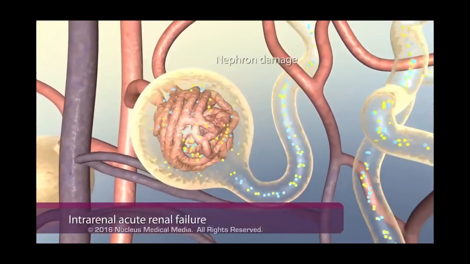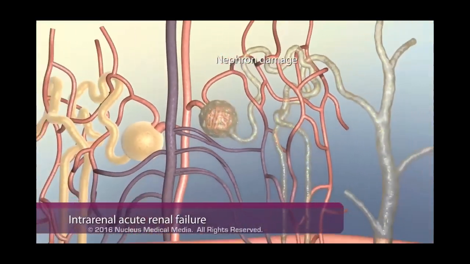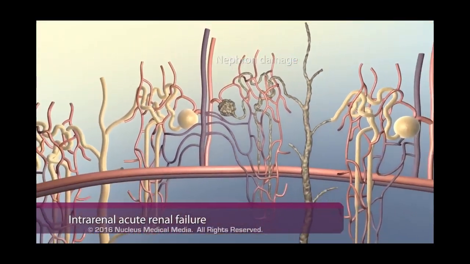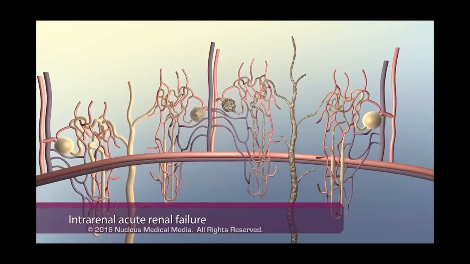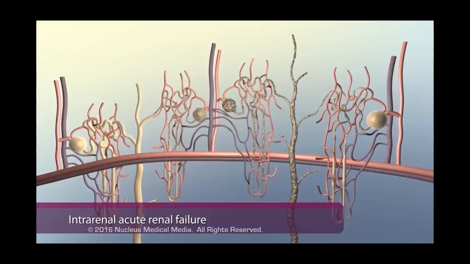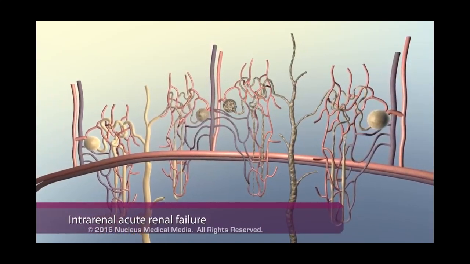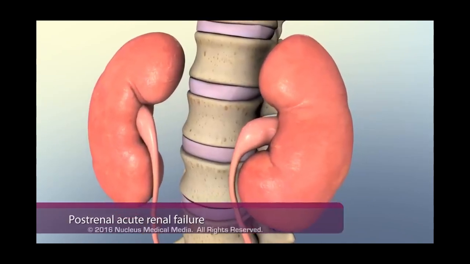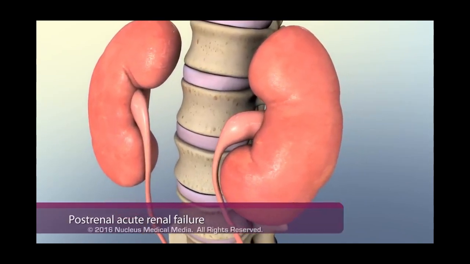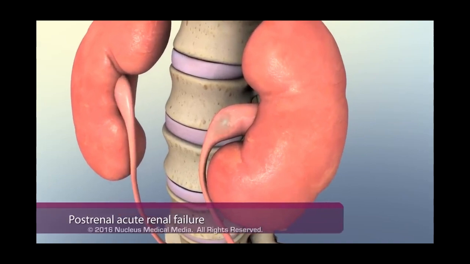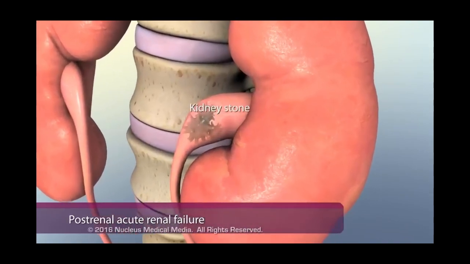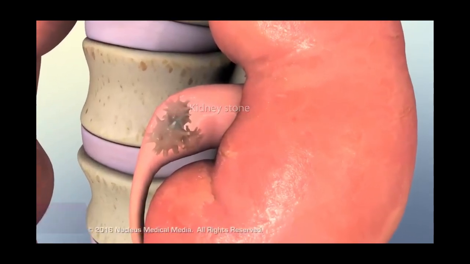Intrarenal acute renal failure results from damage to nephrons. Toxins and lack of oxygen to kidney tissues can damage the nephron. Post-renal acute renal failure is associated with urinary tract obstructions, such as kidney stones.